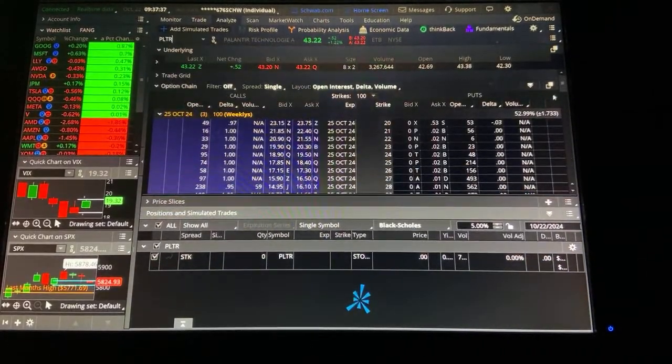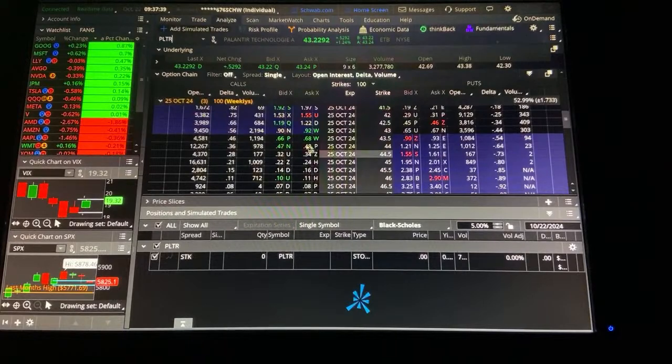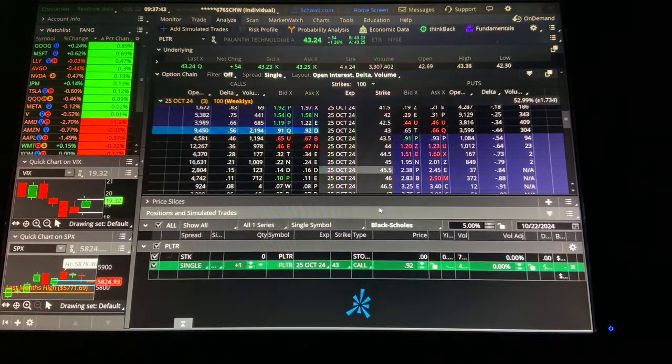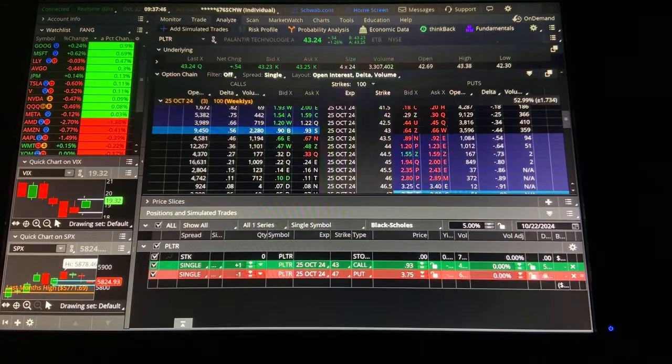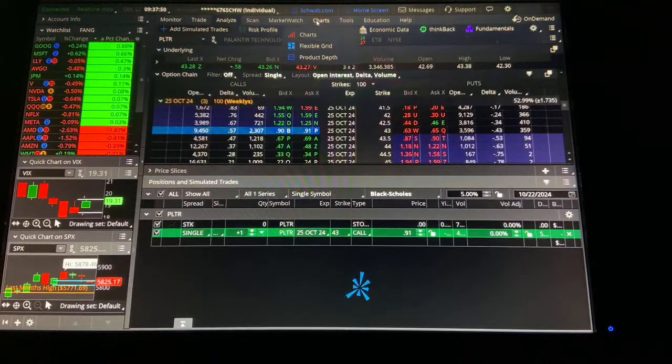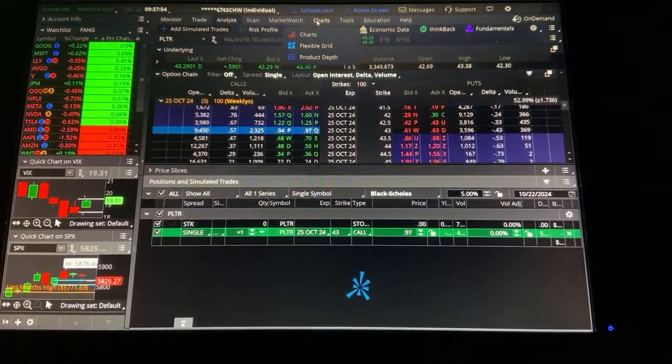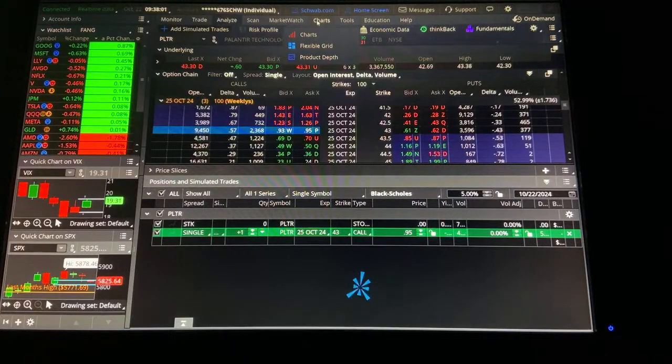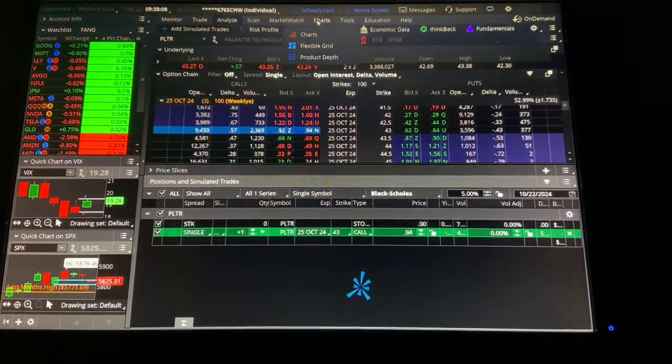The challenge with PLTR, sometimes the options are not that liquid, but they're getting better now. I mean, yeah, this is worth a shot here. 43 strike, long call for a PLTR. Not bad. This could pull back on you though, but it's lined up. We're a little extended on the monthlies, but this thing has some room to go. I do own this, disclaimer, in my longer term portfolio, just long stock.